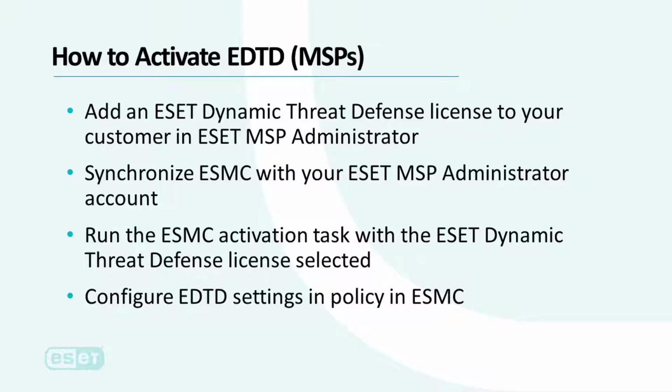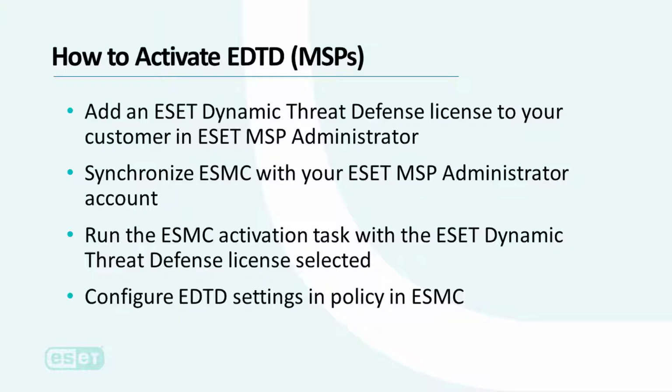If you are an MSP, the activation steps are only slightly different. In order to activate ESET Dynamic Threat Defense, you will first need to add an ESET Dynamic Threat Defense license to your customer in ESET MSP Administrator, and then you will need to synchronize your ESET Management Console with your ESET MSP Administrator account. Once the ESET Dynamic Threat Defense license appears in the License Management section of your ESET Management Console, you will then need to run a product activation task against the machines that you would like to activate with ESET Dynamic Threat Defense. Once the activation is complete, you can then configure the associated ESET Dynamic Threat Defense settings through policy in your ESET Management Console.